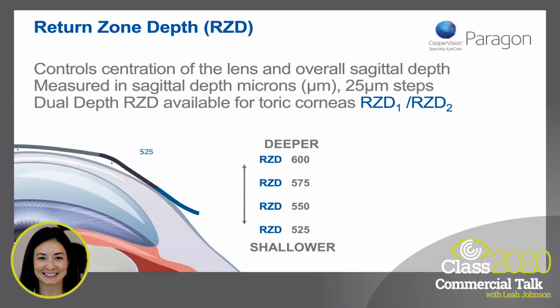As you can see here in the diagram, 600, 575, 550, as the numbers are lower and lower, the lens becomes shallower and shallower. So a 600 micron lens is 100 microns deeper than a 500 micron lens. As you can see, the lens becomes closer to the cornea as the lens is shallower.